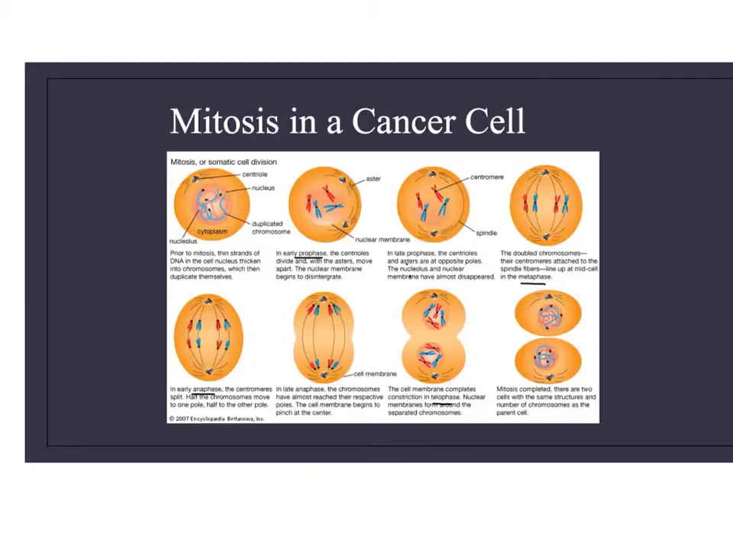The third phase is anaphase. The centromeres are pulled apart and the chromatids separate to become individual chromosomes. The chromosomes separate into two groups near the poles of the spindle.